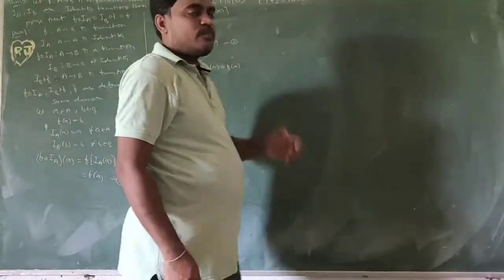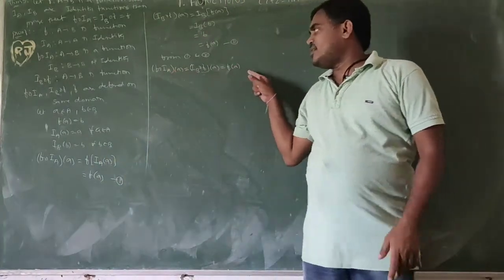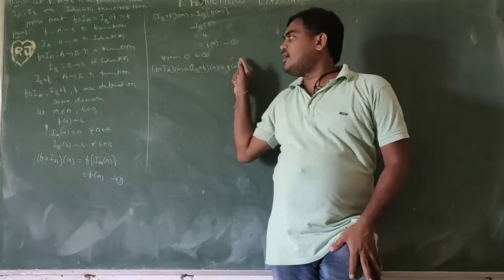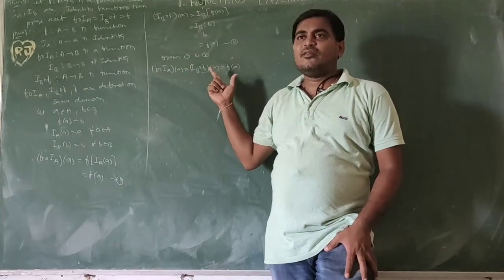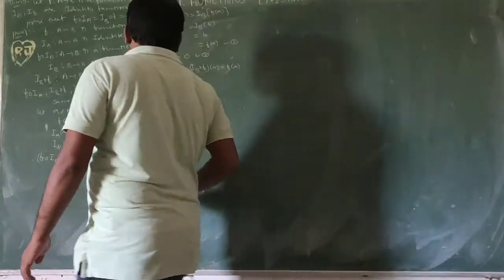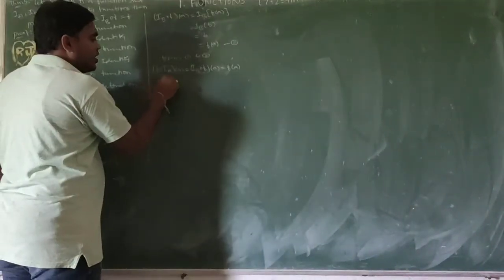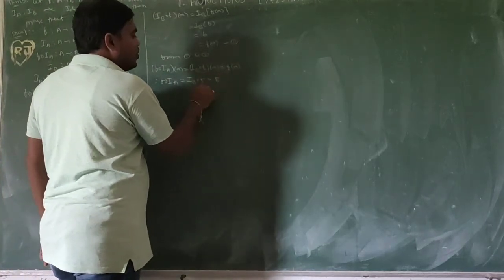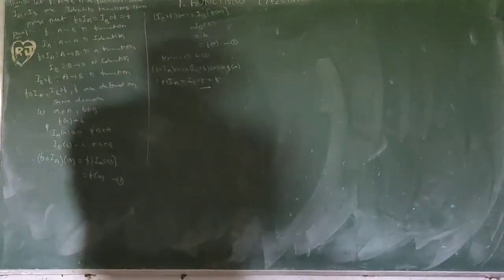So if we observe all these, these are images. All these are images of a. All these images are equal. If all the images are equal and defined on the same domain, then the functions are said to be equal. Therefore, f circle IA equal to IB circle f equal to f. So this is the required result.